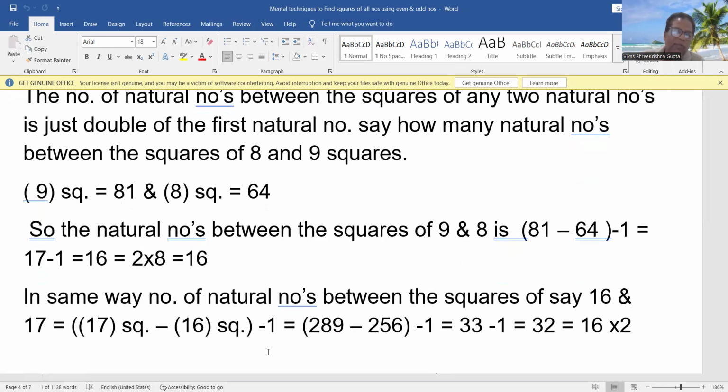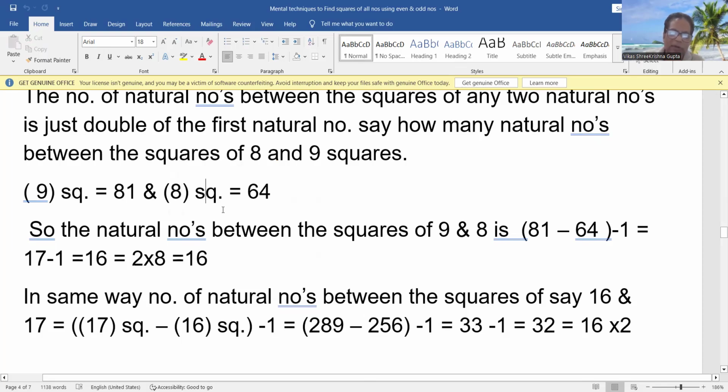Simply remember, when you have to find the difference of the squares, how many numbers are there between the squares of two given numbers, say 9 square and 8 square? Suppose I ask you how many natural numbers are there between the squares of 9 and 8. Just double this number 8. 8 square is 64. Double of 8 is 16. So 64 plus 16 is equal to 80. And when I add 1 to that number, I will get 9 square.